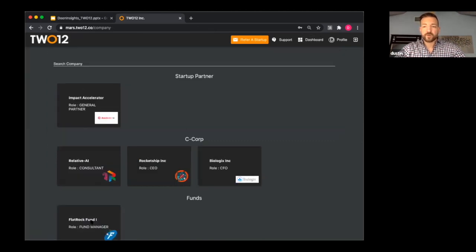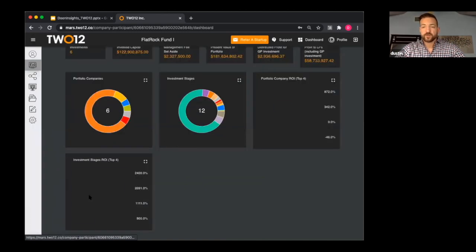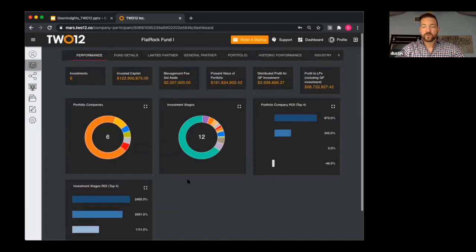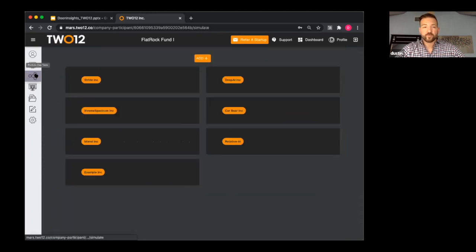And lastly, I'll hop into our fund. Tiana can talk more about the fund side. She's our anchor investor in 212, and also a customer and advisor to us. We have the same kind of setup, a little bit more advanced for some of the funds and their reporting requirements. Here we can see their portfolio. Here's Relative AI with a $6 million investment.